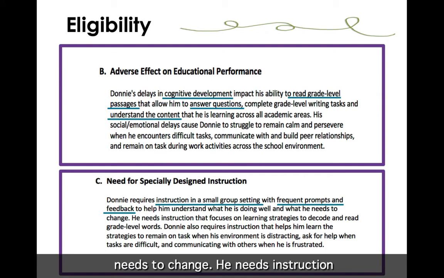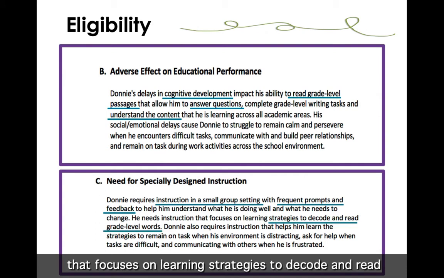He needs instruction that focuses on learning strategies to decode and read grade-level words. Other information in prongs 2 and 3 will help determine other skill areas besides reading Donnie's team might focus on for goals. The thread of information is present in all 3 parts of the summary of evidence, outlining Donnie's unique learning profile.